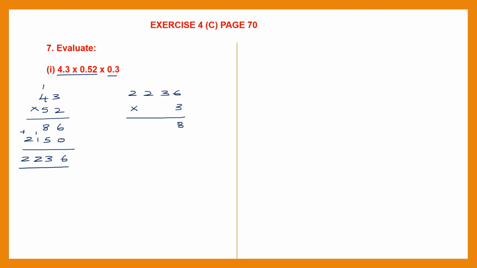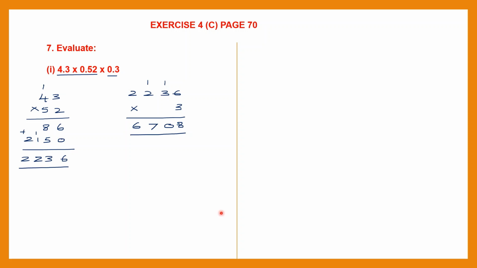3 6s are 18. Carry 1. 3 3s are 9 plus 1 is 10. Carry 1. 3 2s are 6 plus 1 is 7 and 3 2s are 6. So we've got our answer as 6708. Now let's go back to the question and count the number of decimal places.